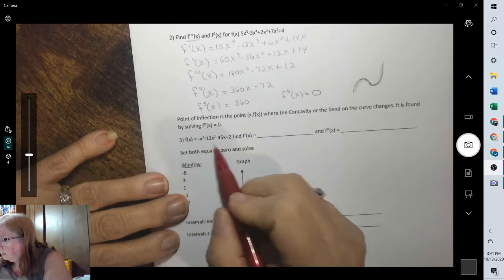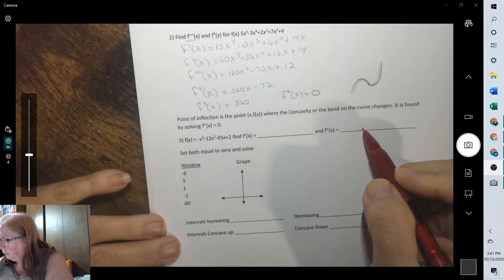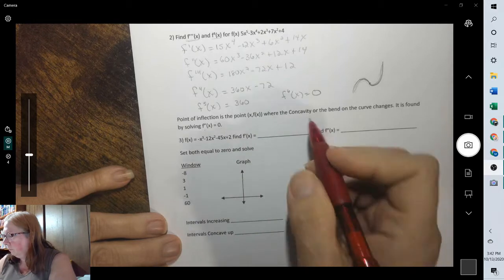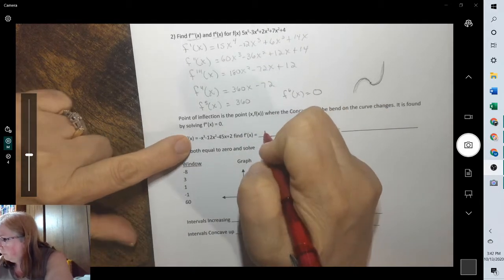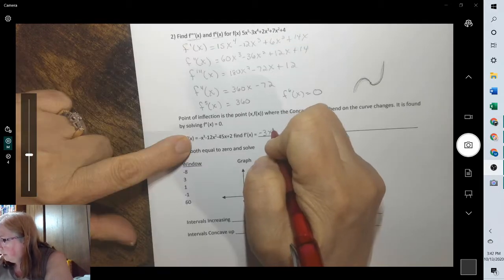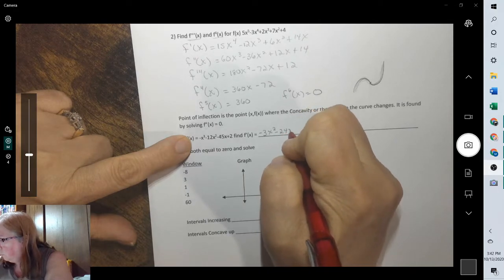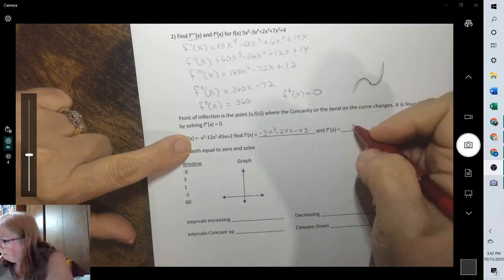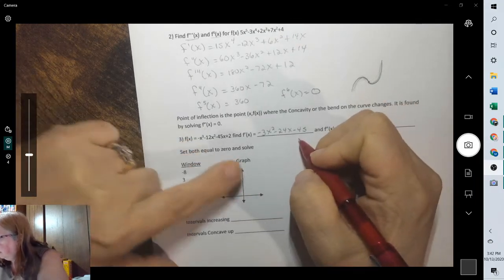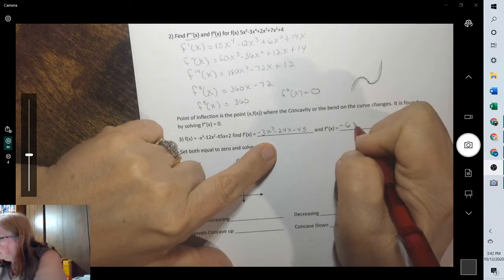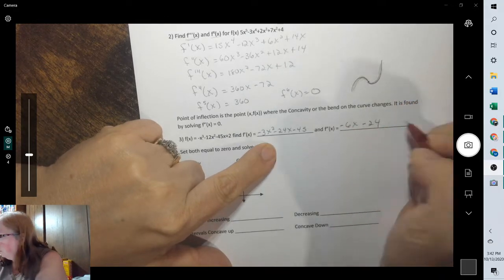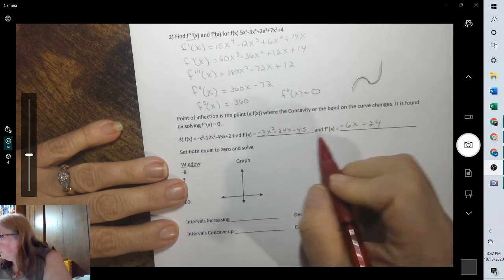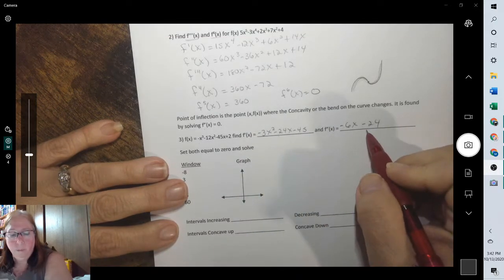If we look at this, then we're going to find the first and second derivative so we can see where it's increasing and decreasing and concave up and down. So the first thing we need to do is take the derivative: negative 3x squared minus 24x minus 45. And the second derivative, take the derivative of this: negative 6x minus 24. We need to set both of these equal to 0 because this gives us our critical numbers. This gives us the x value for the point of inflection.